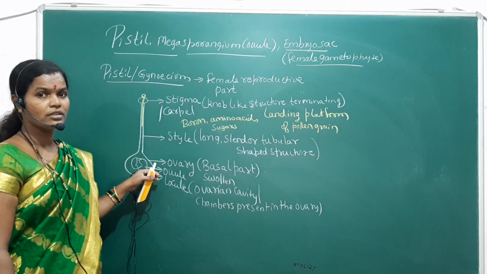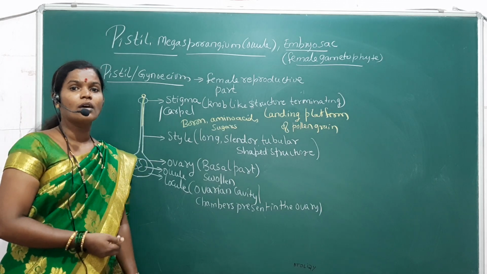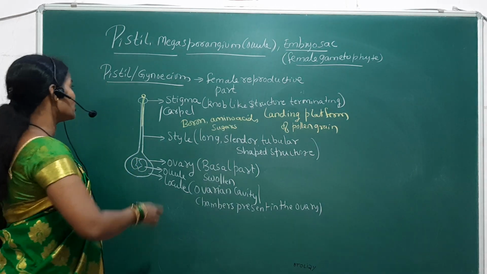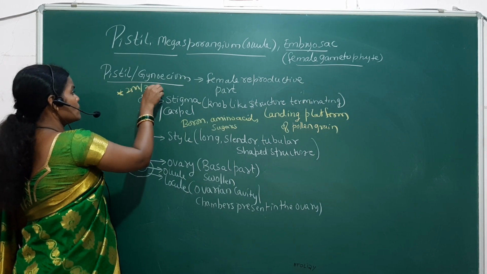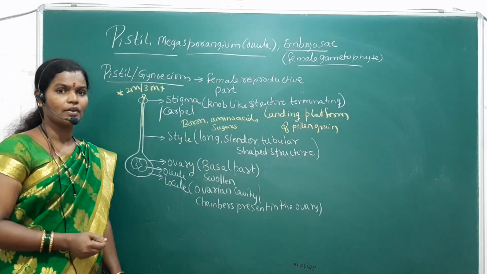Got my point, students? So this is the structure of the pistil or gynoecium, which is a female reproductive part, and it is also important for 2 or 3 marks. So I'll repeat this.